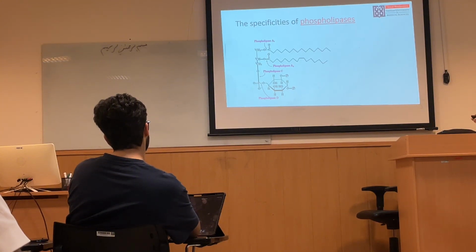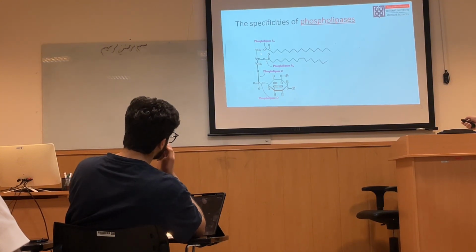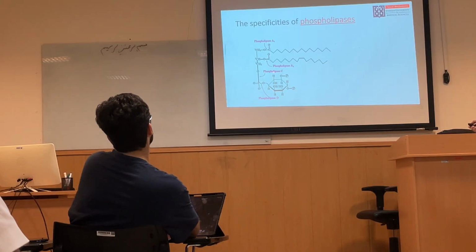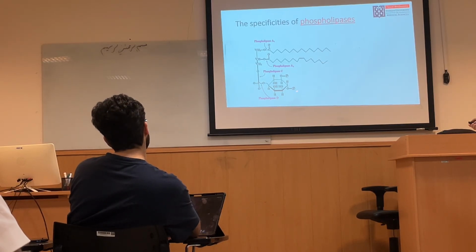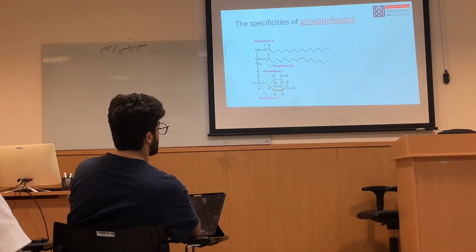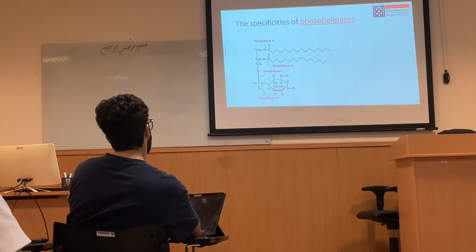What is this? This is a glycerol part, this is a phosphate, this is the inositol. We call this the phospholipid. We have some enzymes that act on these phospholipids. What are they called? Phospholipases. Great, that is so easy. What kind of phospholipases are present? Different types.